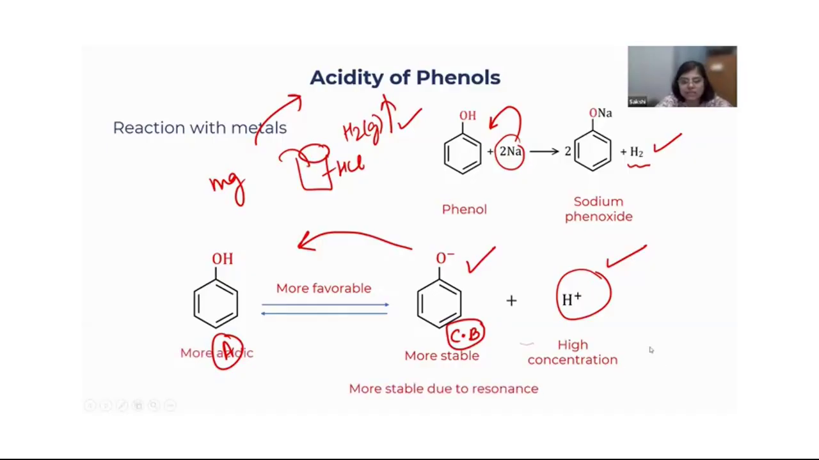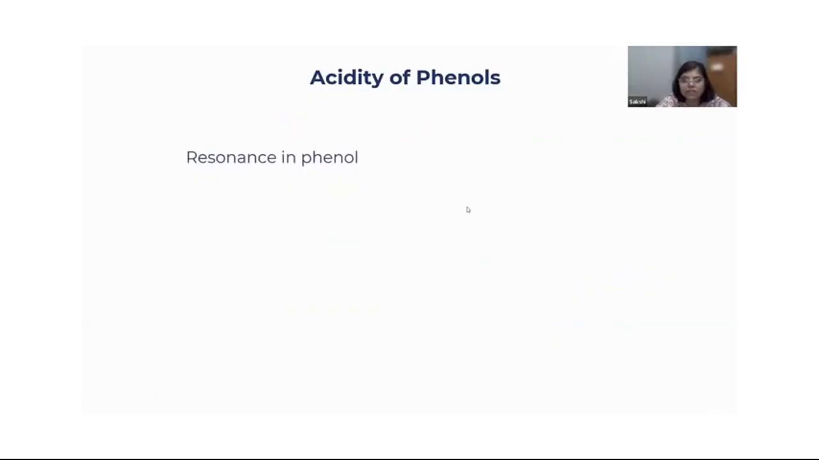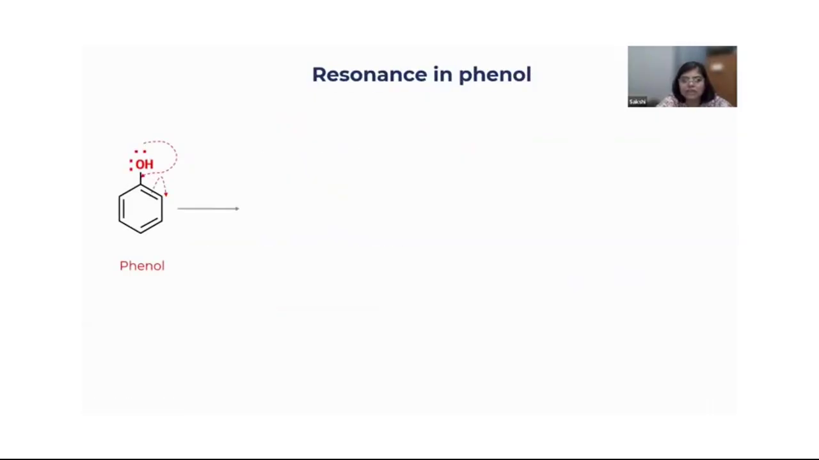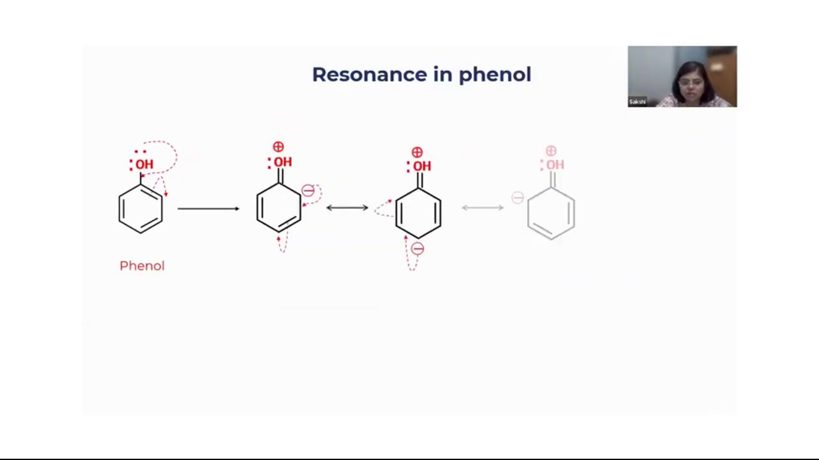So let us see here. Due to resonance, the conjugate base structure is more stable. Let me show you the resonating structures. This is resonance in phenol, the reason for the stability of the phenoxide ion. This is phenol and these are its resonating structures. Always remember, resonance brings stability. What is resonance? It is the delocalization of these pi electrons and it brings more and more stability.